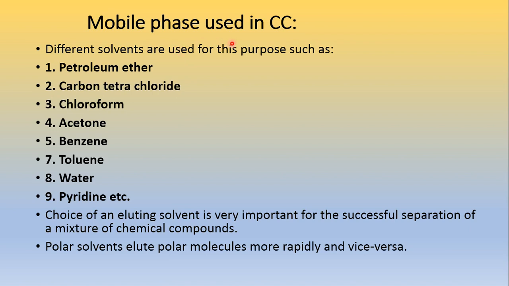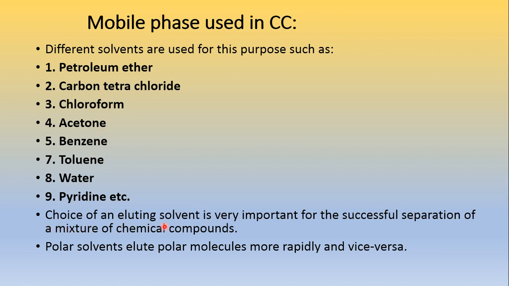Now the mobile phases used in column chromatography, these are the mobile phases which can be used: petroleum ether or simple diethyl ether, carbon tetrachloride, chloroform, acetone, benzene, toluene, water, pyridine. So we can say a range of mobile phases where some are very non-polar, some are very polar, and some are semi-polar, meaning the polarity is in between.